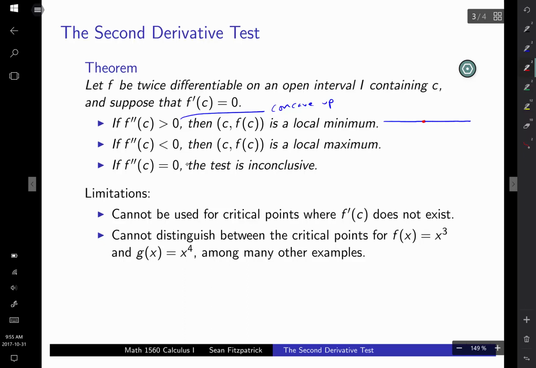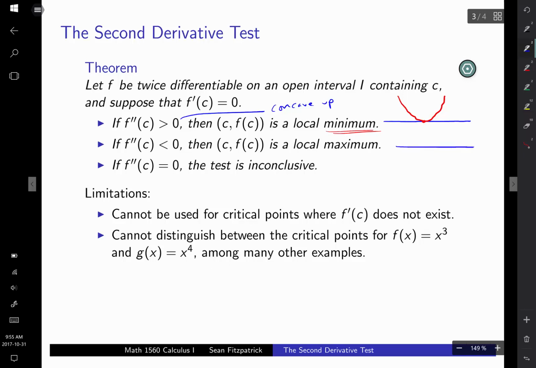And concave up, remember, means that the graph is curving up away from the tangent, and the graph lies above the tangent. So we know that concave up means that we have to look like that, and so we can see that indeed we have a minimum, right?